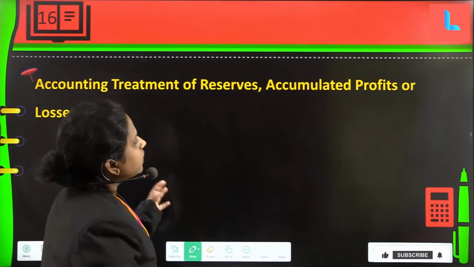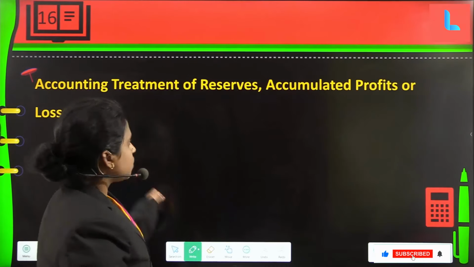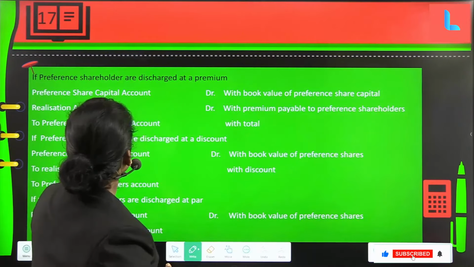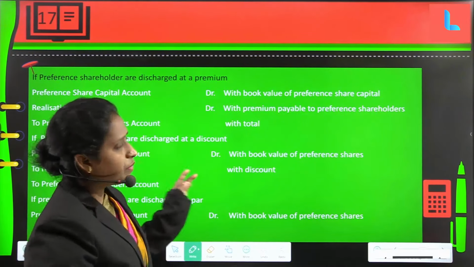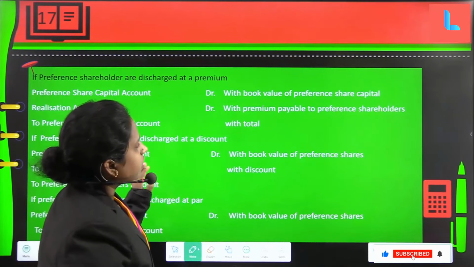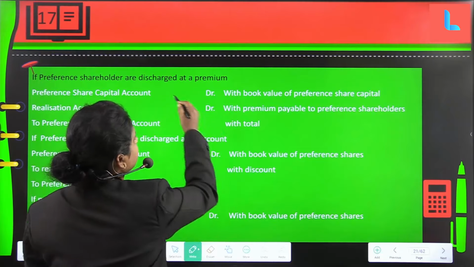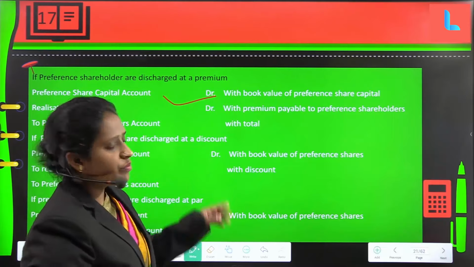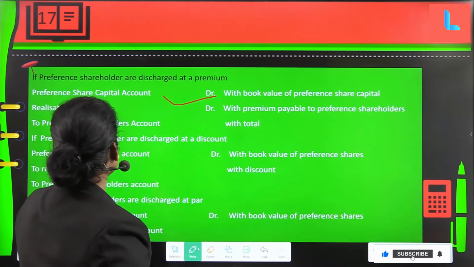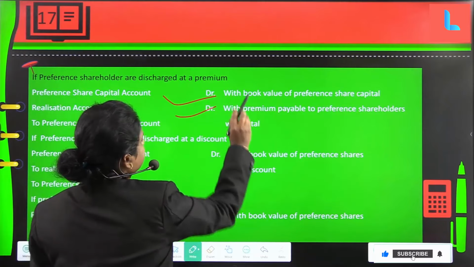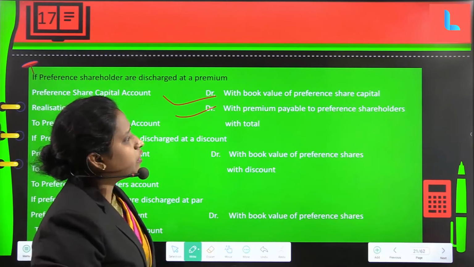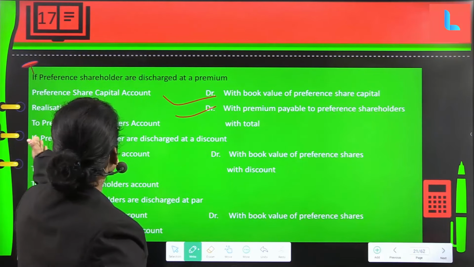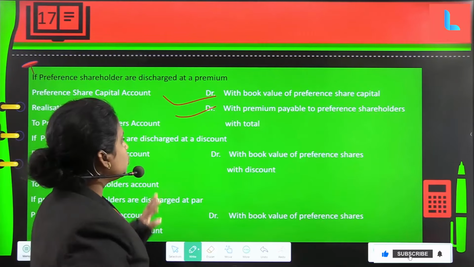Accounting treatment of reserves, accumulated profits or losses. Let's discuss this. If preference shareholders are discharged at a premium, the entry is: preference share capital account debit, with the book value of preference share capital; realization account debit, with the premium payable to preference shareholders; to preference shareholders account, with the total.